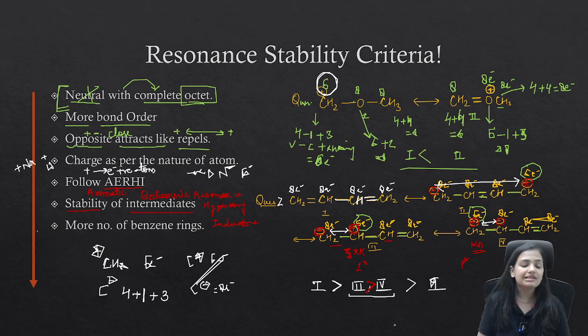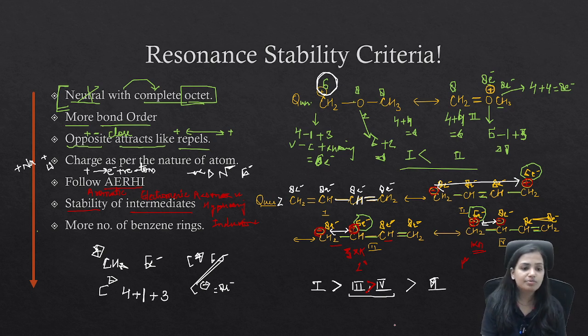And then the last point says that more number of benzene rings. Basically this is Fries rule. Fries rule says that as and when the number of benzene rings increases in the case of benzenoid systems, sometimes we do have systems like anthracene, phenanthrene, where we have more than one benzene ring. So whenever we have more number of benzene rings, that will lead to more stability.